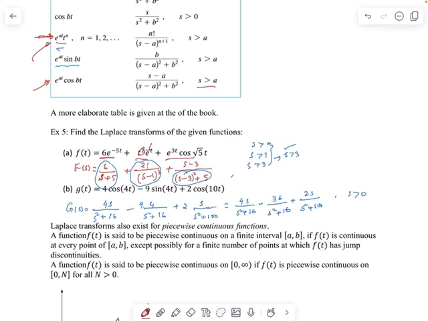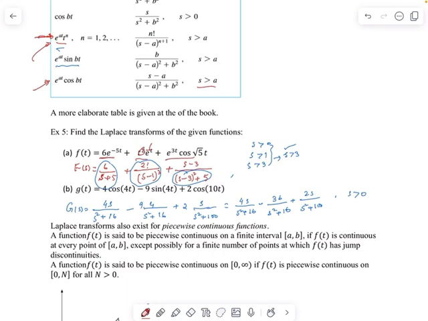Plus the next one, cosine square root of 5t, and then e to the 3t. So remember again, same thing, s minus a. So a is 3, so s minus 3 divided by s minus 3 whole square plus 5.